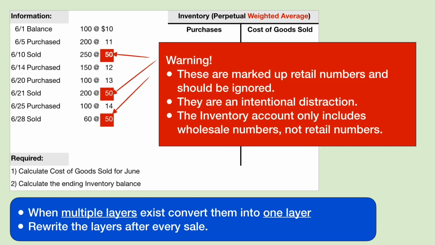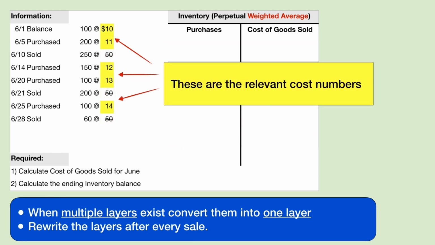Oh, these numbers in red are a distraction. They're retail numbers. It's a common trick in accounting homework for the author to give you extra numbers somewhere to distract your mind if you don't know what you're looking for. These yellow numbers are relevant to this problem. These are the wholesale cost numbers. And all the numbers in the inventory T account are only wholesale numbers, not the marked up retail numbers.